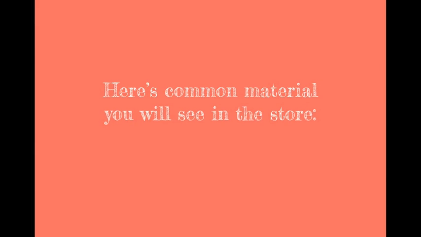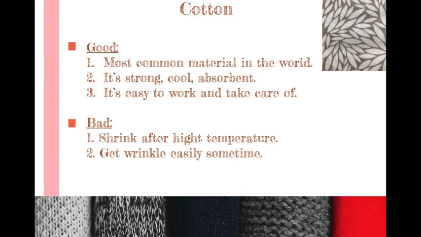Here are common materials you will see in the store. Pretty much every store, Hobby Lobby, Joann, Michaels, Walmart, those kinds of common places. You will see this material really easily. Okay, cotton. You probably already know what cotton is. You see that all the time, right? You see it on the back of your collar shirt or all those pants. But do you know what it's supposed to be good and bad for?